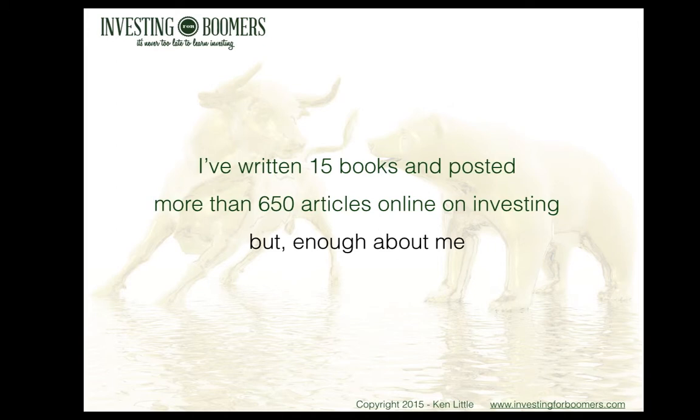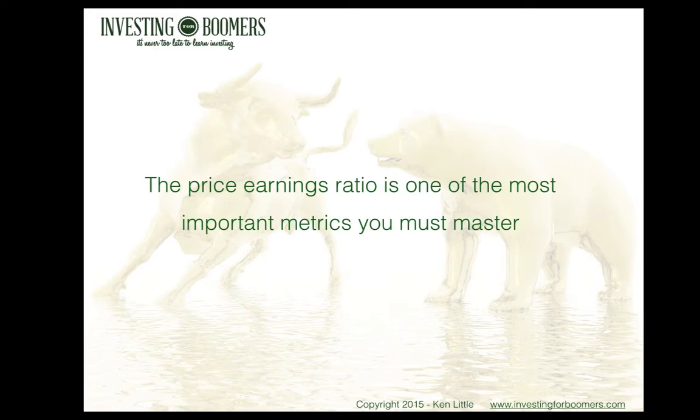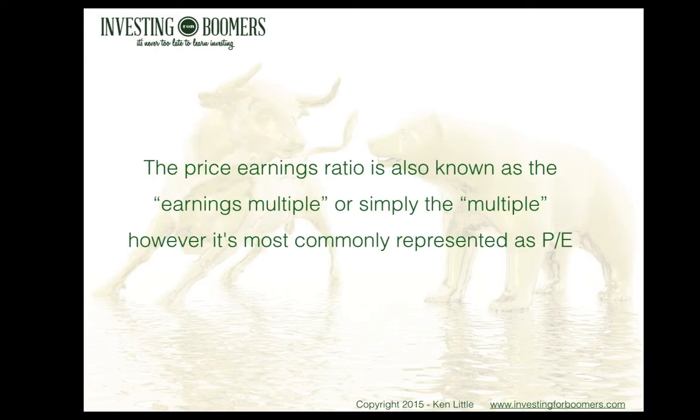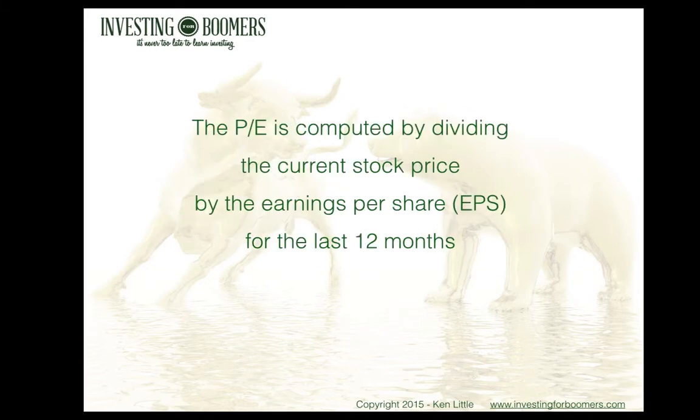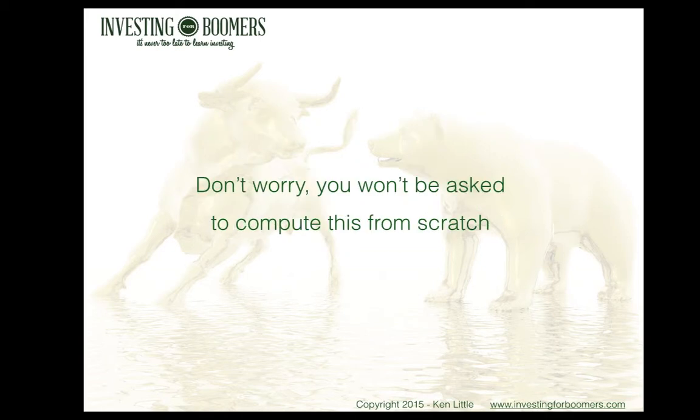But enough about me. The price-earnings ratio is one of the most important metrics you must master. The price-earnings ratio is also known as the earnings multiple or simply the multiple. However, it's most commonly represented as PE. The PE tells you how much the market is willing to pay for each dollar of earnings. The PE is computed by dividing the current stock price by the earnings per share, EPS, for the past 12 months. Don't worry, you won't be asked to compute this from scratch.